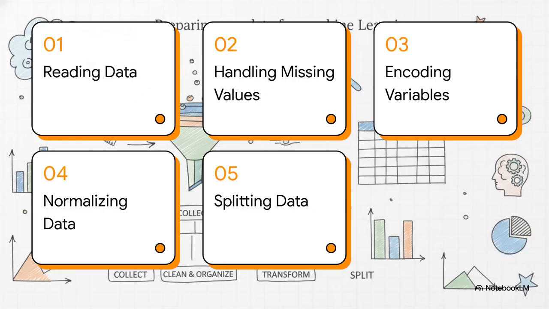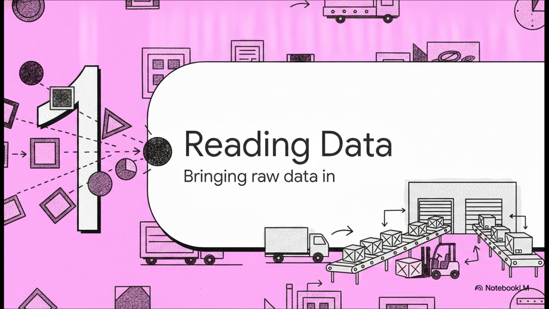Okay, so let's dive into this by walking down our data pipeline step by step. We're hitting 5 key stages today: reading and understanding data, handling missing values, encoding categorical variables, normalizing data for fairness, and finally splitting for the final test. Right, let's kick things off with stage 1, reading and understanding data. This is basically the loading dock of our factory.